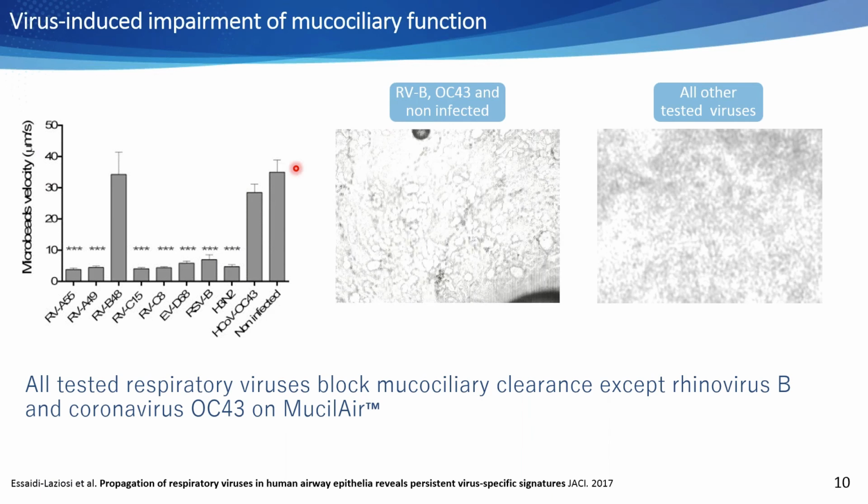But here it is really intriguing to see that most respiratory viruses are interfering with this mucociliary function, but not all, because some of them, like for example rhinovirus B or coronavirus OC43, do not interfere with cilia beating, with mucociliary clearance. So you are in this kind of phenomena, while here you could see very clearly that there is no movement at all for other viruses. So this is a very interesting and physiological endpoint.